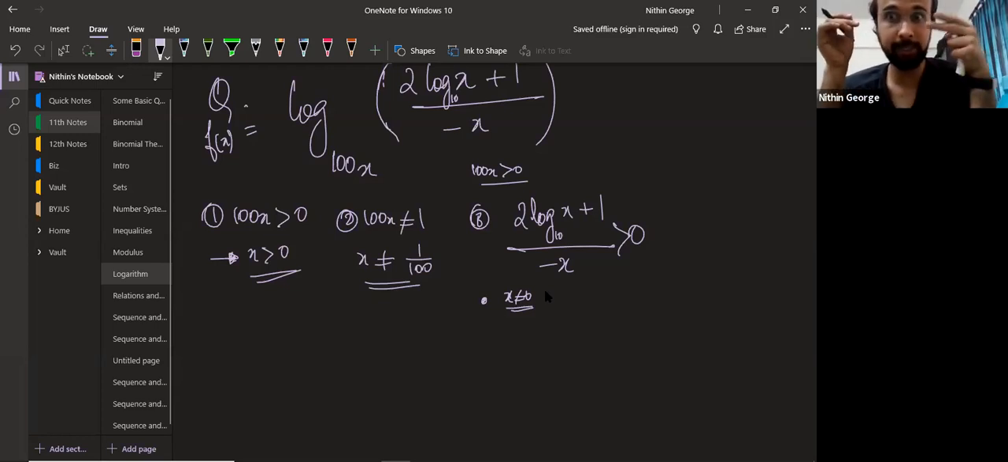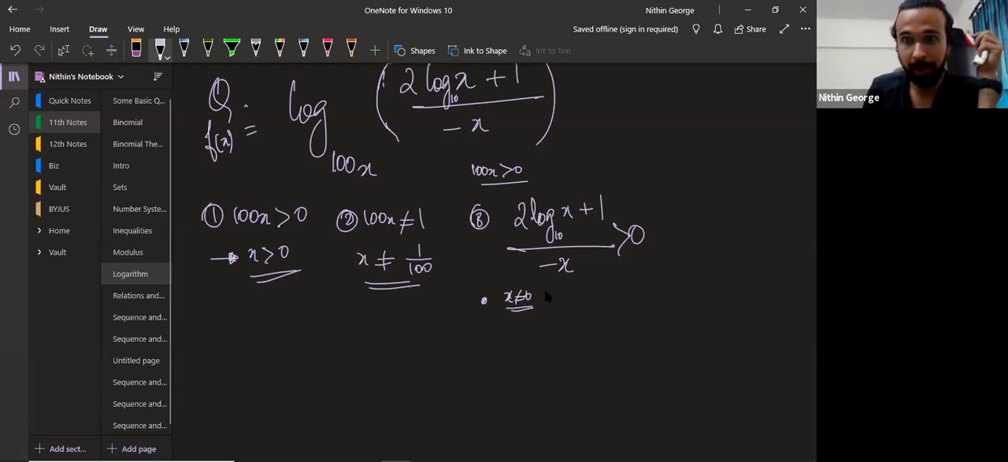Or look at the other case. What if minus x is negative, but the numerator is positive? The numerator is also negative and the denominator is negative. What do you have? The entire quantity will become positive, right? So don't assume directly that you don't have a domain just because minus x is there. You saw that here x is greater than 0 and here x has to be less than 0 for the denominator to be positive. So don't get confused that there won't be a domain. You'll have to verify first.